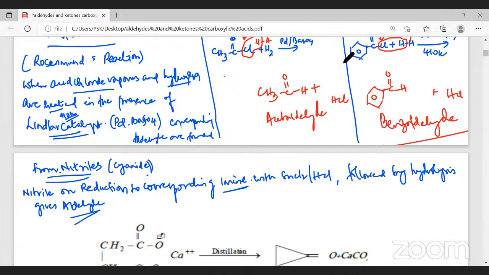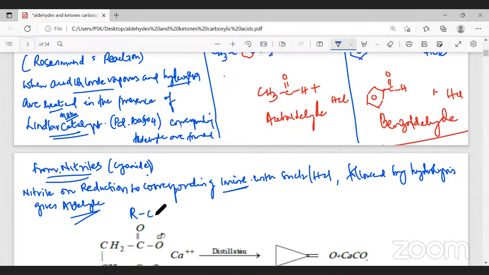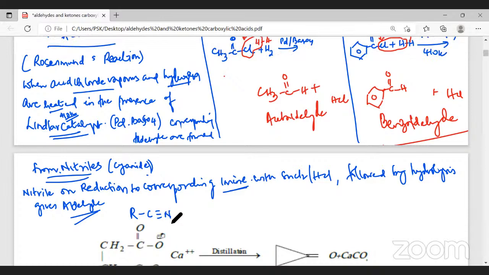Now, any nitrile or any cyanide we can represent. The general formula of cyanide is C triple bond N. So nitriles or cyanides are generally represented as RC triple bond N. Here R can be hydrogen, alkyl, aryl, anything. If it is hydrogen, it will be called hydrogen cyanide.